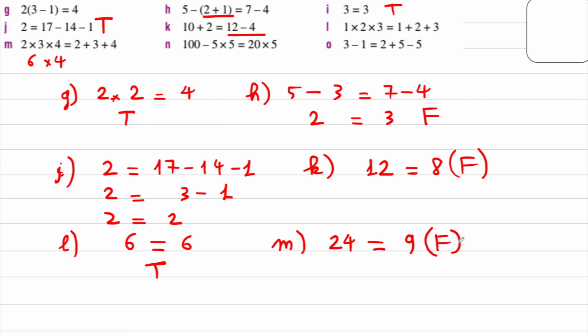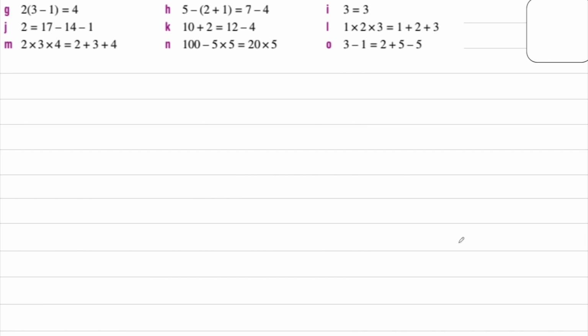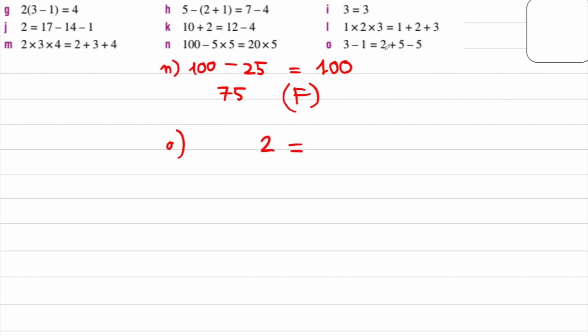Okay, question N. About question N, you got 100 minus 25 equal to 75. The other side is 20 times 5. You got 100. And of course, here is false. Question O. You got 2 minus 1 equal 3 minus 1 equal to 2. And for this one, you got here 7 minus 5 equal to 2 also. That's why you got here true. Yeah, we finished question O.